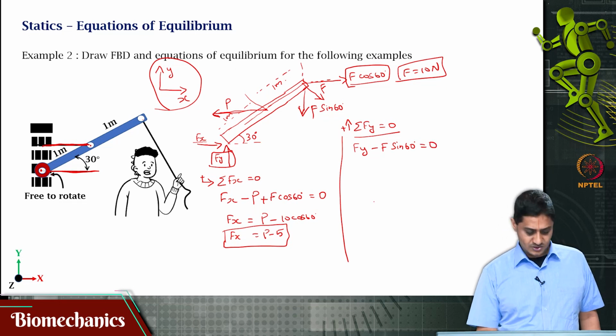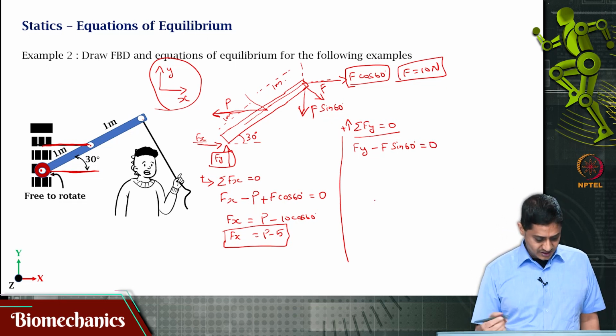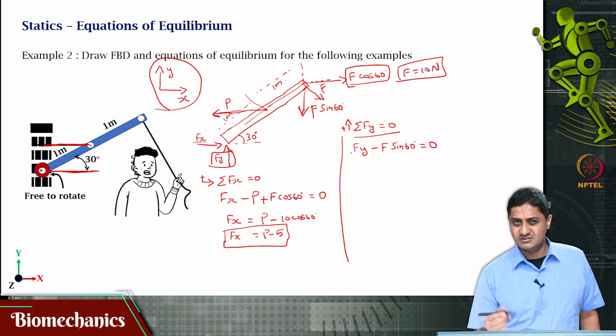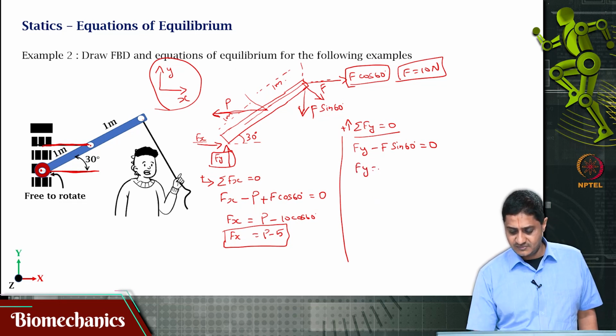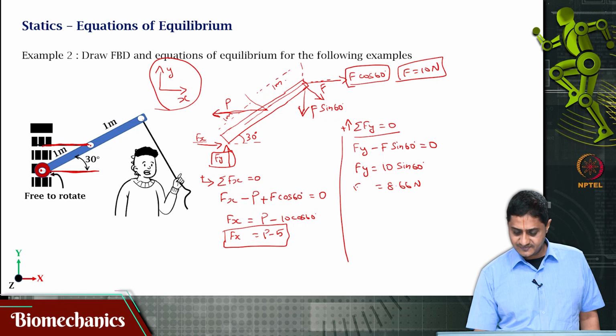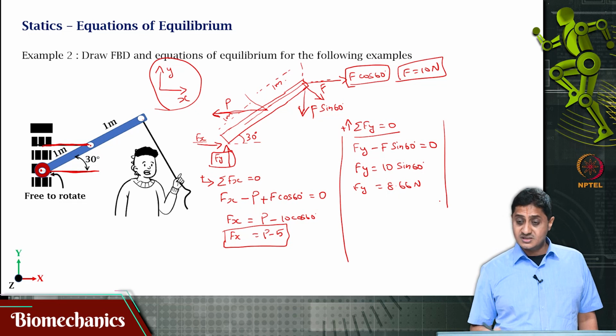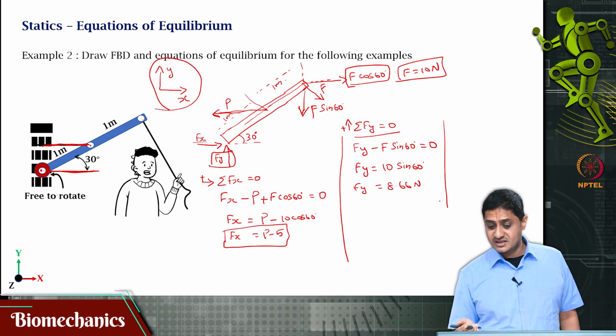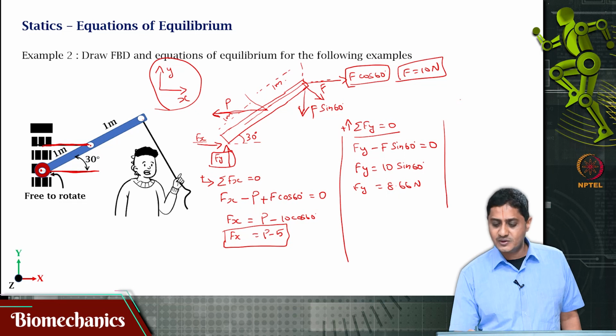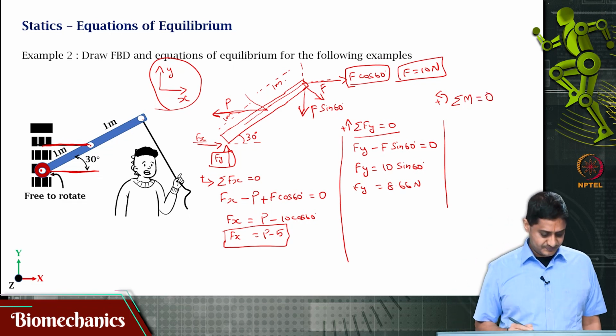Because of this reason, there is no other force that will be acting in the y direction. So, I am writing this as 0 and I am substituting F is equal to 10 and substituting for sin 60. You can use a scientific calculator and you will get Fy as 10 times sin 60 or 8.66 newtons. Are we done? The answer is no, because this is a problem in 2D, a static equilibrium problem in 2D, and there will be 3 equations of equilibrium, the third equation being sigma M counterclockwise considered positive is 0.